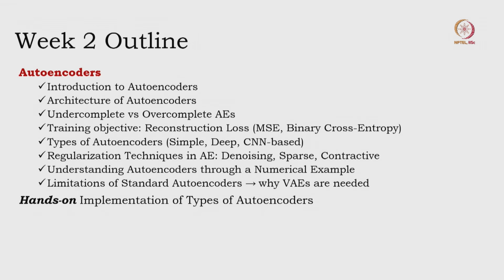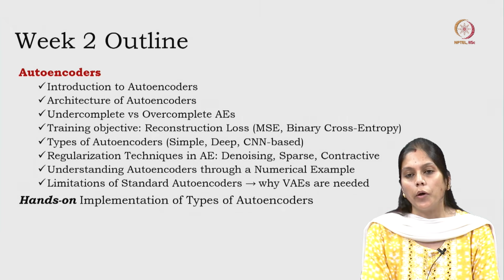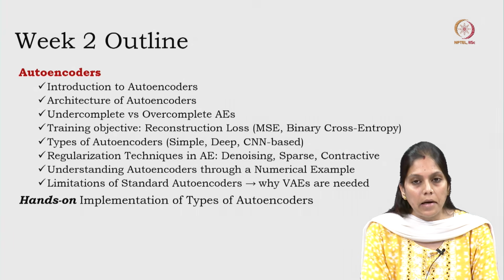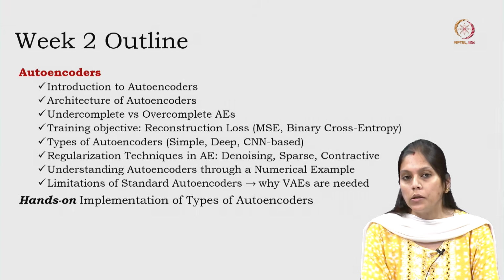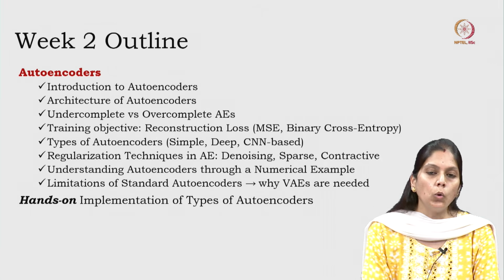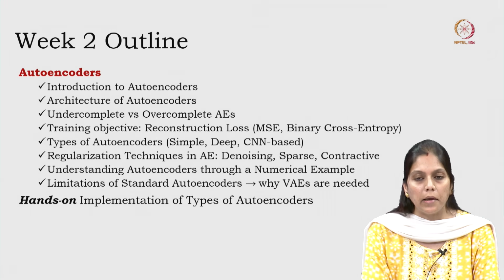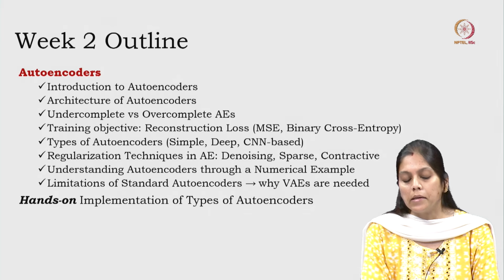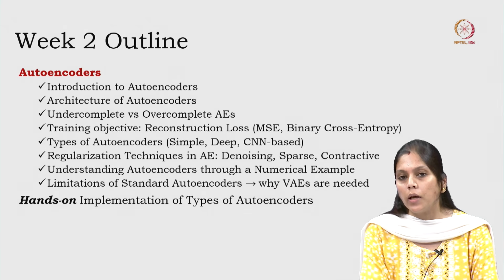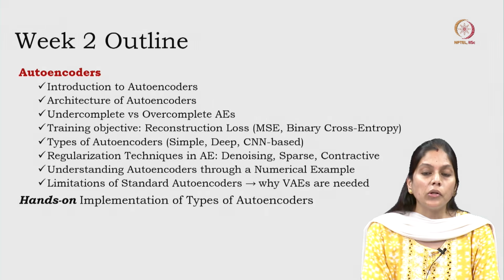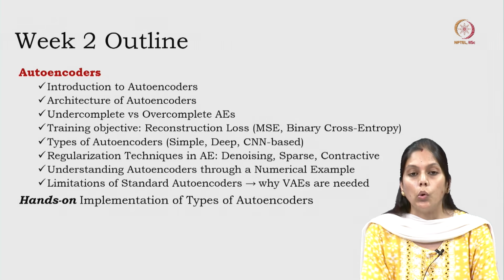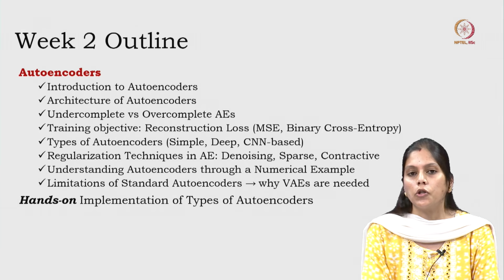The following are the contents for week 2. We will first start with introduction to autoencoders, then we will move to an abstract overview of the architecture of autoencoders. Then we will see in detail how exactly the autoencoders work. Then there are two different types when it comes to a latent space. One is undercomplete, second is overcomplete. We will be looking into that. Then what is the loss function that we will be using in autoencoders? We will be using reconstruction loss. You will understand why it is reconstruction loss.